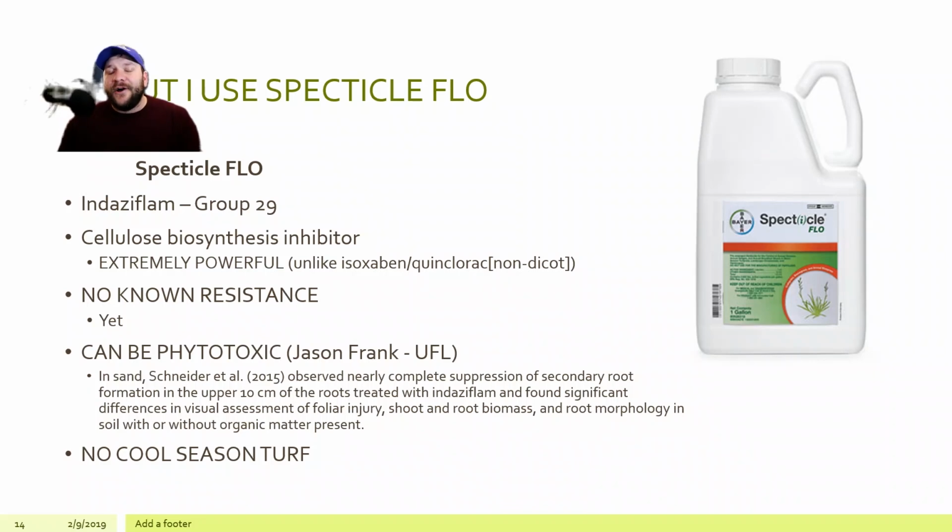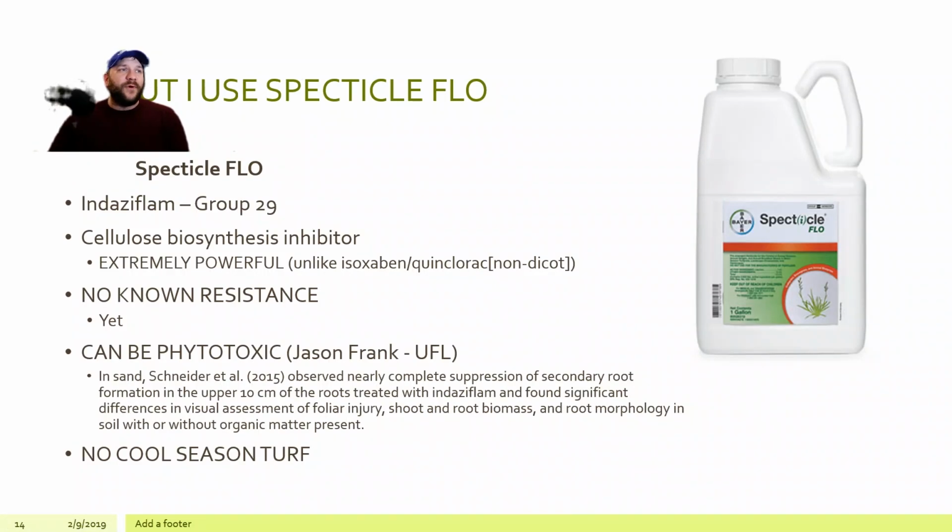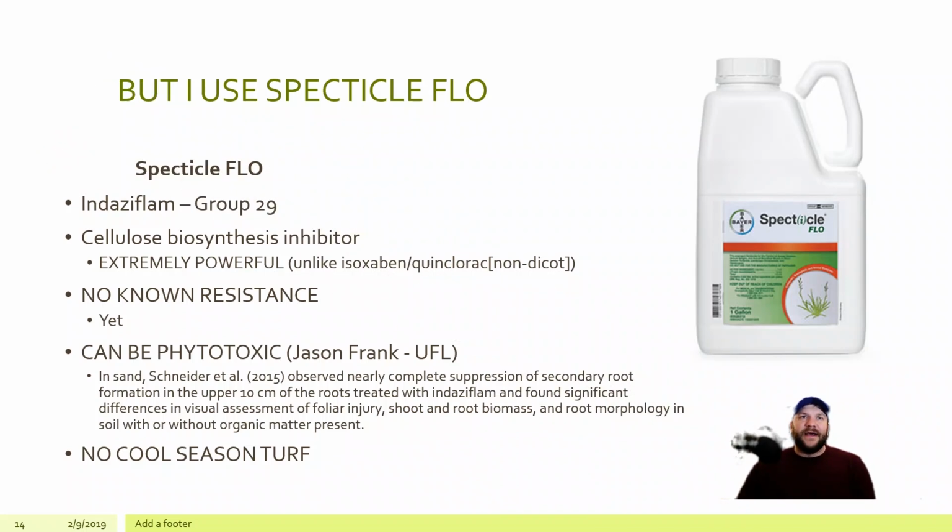So I know there are guys out there that are using Specticle. What does that mean? What does your program look like if you are using Specticle? It's good, and the reason why is that currently there are no known instances of resistance to Specticle, which is fantastic, right? It's a group 29. It's a cellulose biosynthesis inhibitor. It is very, very powerful.